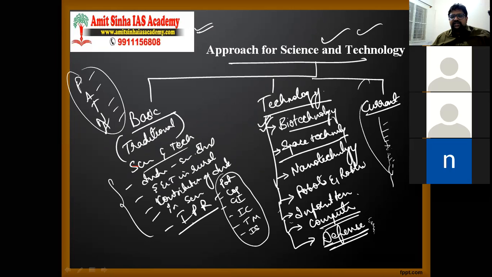Okay, so if you do this, you are done with science and technology, right? This is all you have to do, and this is the approach for both prelims as well as mains. For prelims, it is necessary to go into a little detail. So knowing the terminologies, knowing the definitions, and knowing the names of the satellites. And for mains, you have to know the entire thing. You should know the application part.